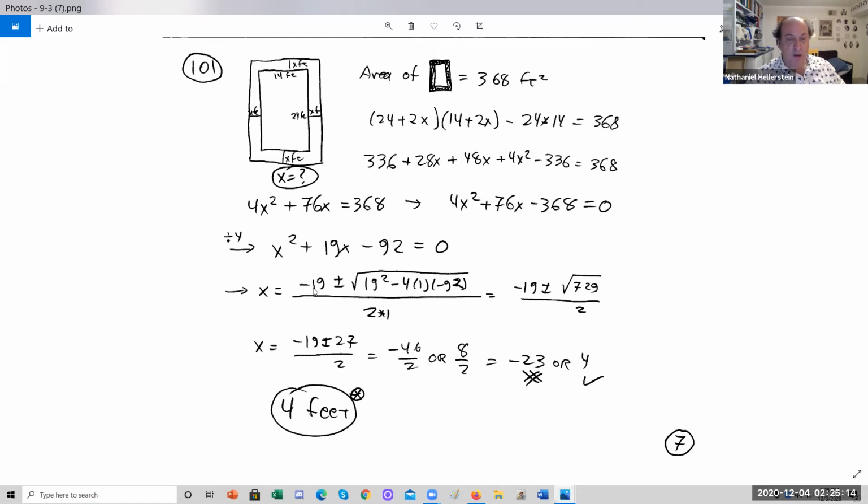b is 19, so here and here. a is 1, so here and here. Negative 92 is c, so here. That works out to negative 19 plus or minus root 729, all that over 2. And root 729 is 27, so it's negative 19 plus or minus 27, all that over 2, which works out as either negative 23 feet or 4 feet. Now, negative 23 is just nonsense, so let's throw that out. 4, however, x is 4, so this walkway is 4 feet wide, and that's the answer to the question.